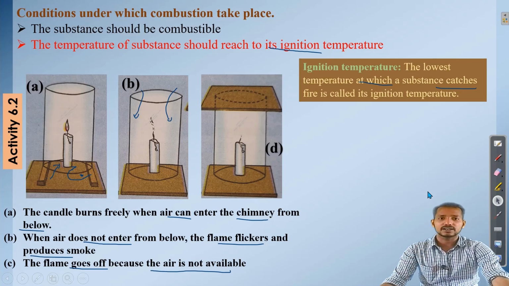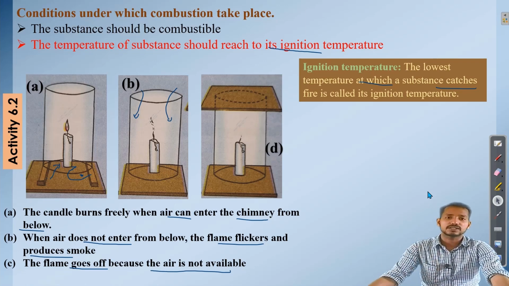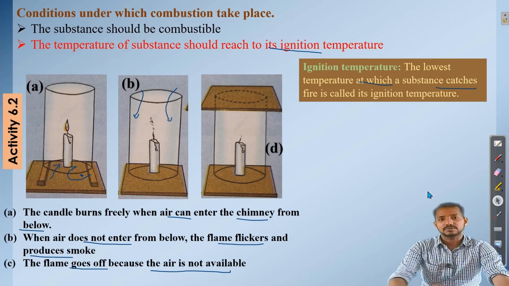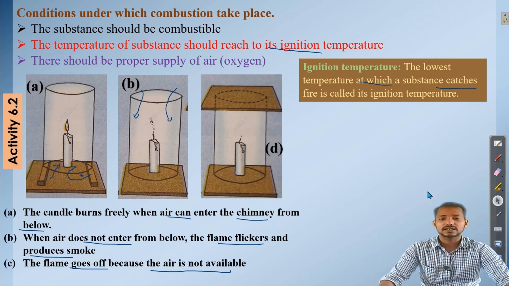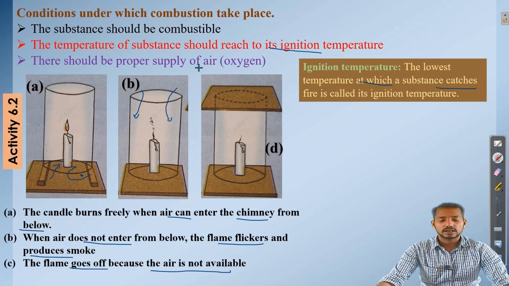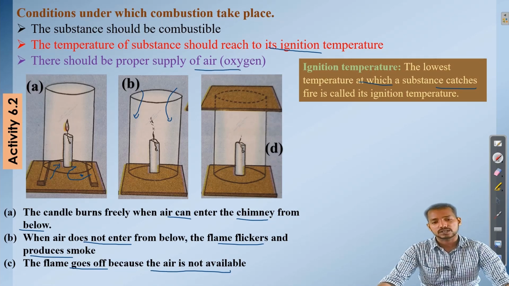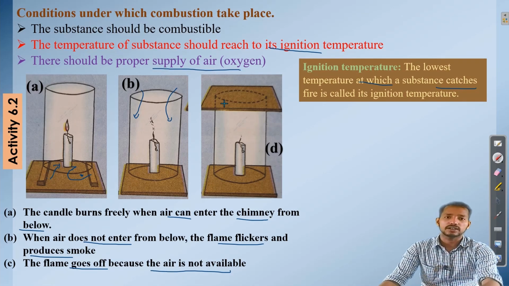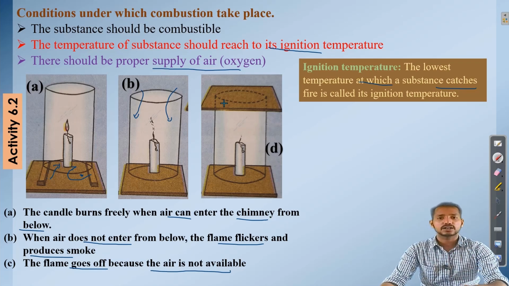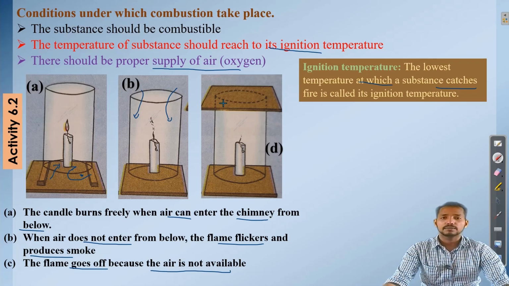Why is it air? Because in the definition of combustion we said that it is a chemical process in which a substance reacts with oxygen. We know that oxygen is present in the air. Because of that, this condition is required. That is, a supply of sufficient oxygen or air is required for combustion to take place. So these are the three conditions required for combustion. Clear? It's very, very important.